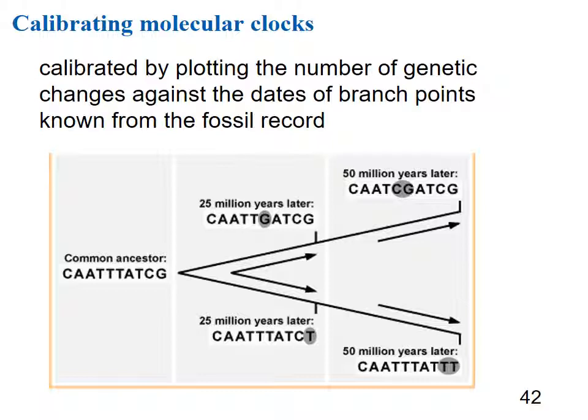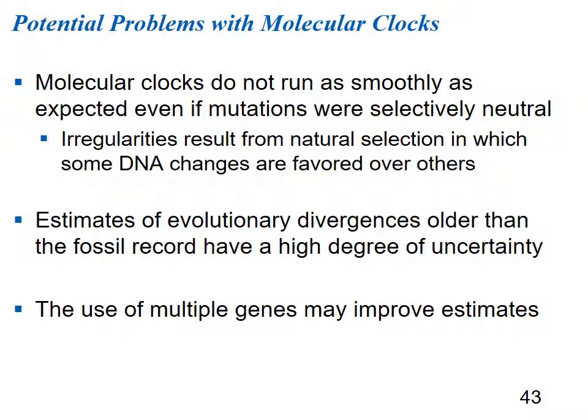Molecular clocks can be calibrated by plotting the number of genetic changes against the date of the branch point in a fossil record. And if we are looking at more genes, that gives us a better idea of the date using the molecular clock. But molecular clocks don't even run as smoothly as expected, even if the mutations were selectively neutral. There's some irregularities that are the result of natural selection, in which some DNA changes are actually favored over others. And there's going to be a problem when we look at estimates of evolutionary divergences that are older than the fossil record, because we can't calibrate our clock.